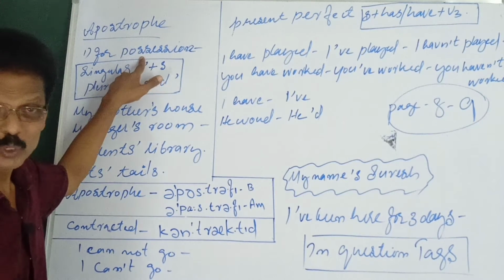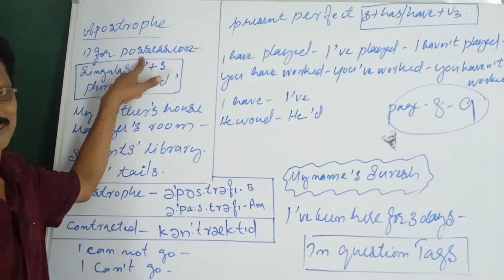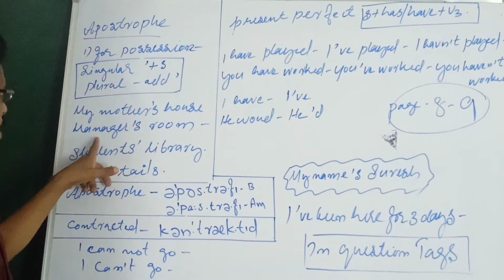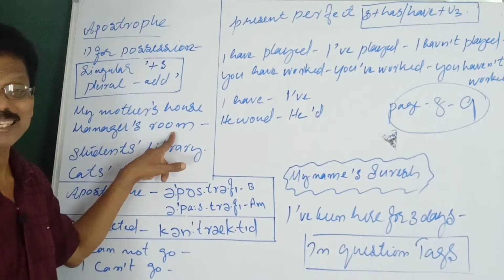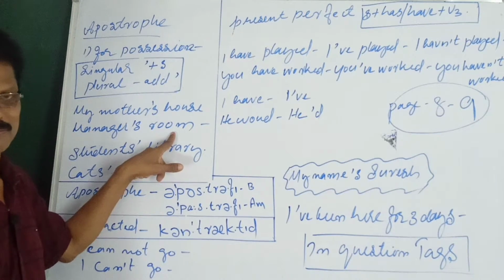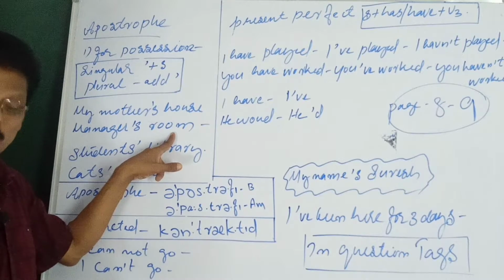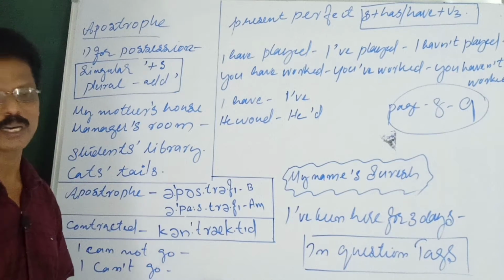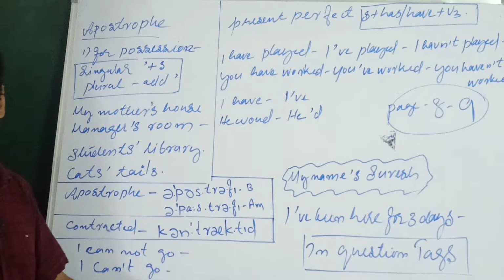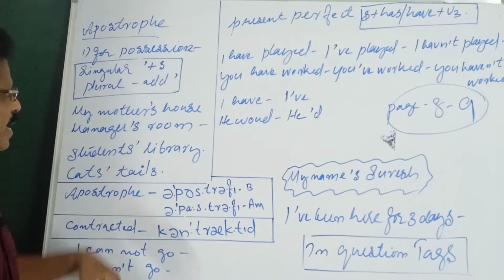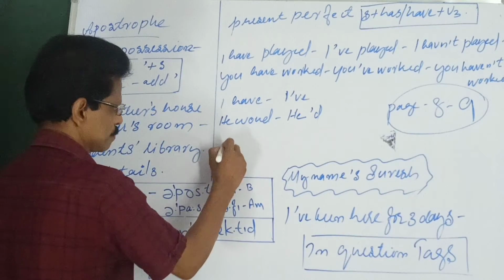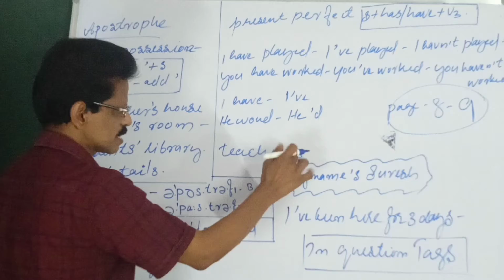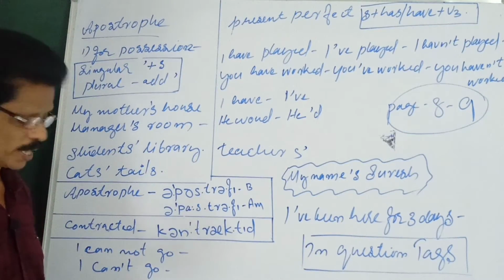It shows possession, which means ownership. My mother's house. Manager's room. Principal's chamber or principal's room. Okay now? Headmaster's room. Teacher's room. Teachers' room, after s you can put the apostrophe because many teachers are there, no? If it is plural, no need of writing that s again. Students, teacher, teachers. Many teachers are there here. Okay?